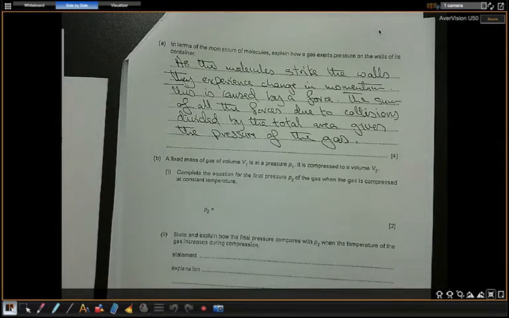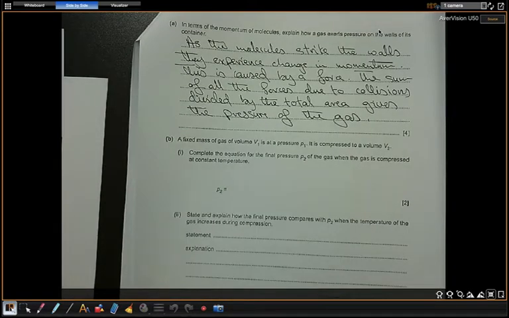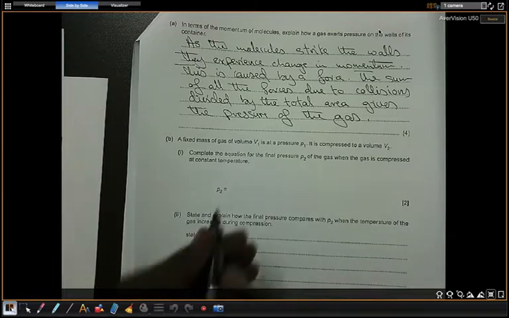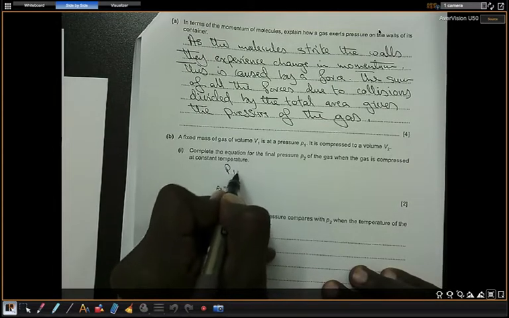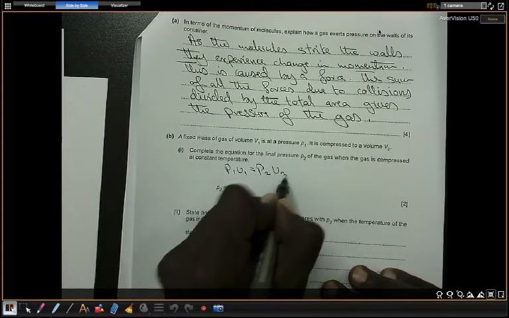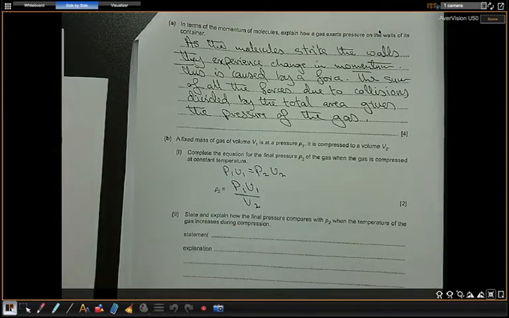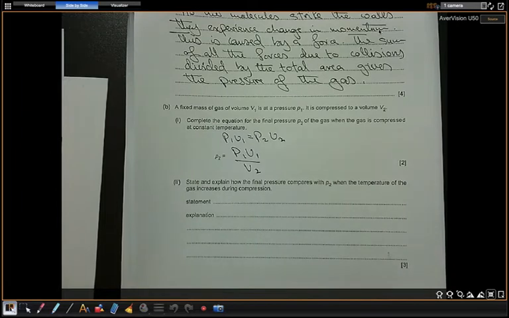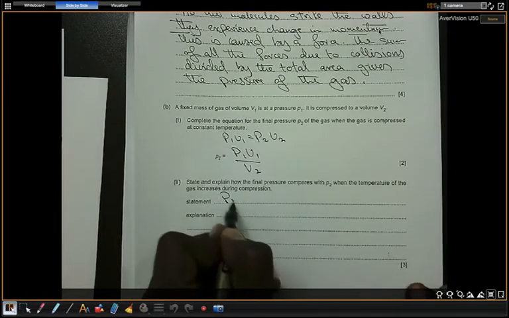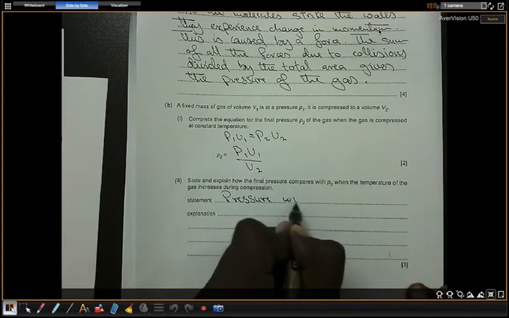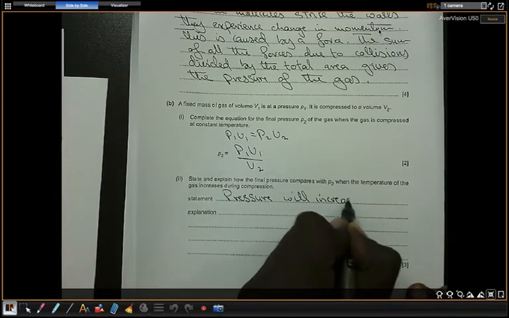Now, moving on. If you have something like the relationship between volume and pressure, we know that P1 V1 equals P2 V2. That's something we know. If you want to make P2 the subject, it's P1 V1 over V2. Okay? Now state and explain how the final pressure compares with P2 when the temperature of the gas increases during compression. Now when temperature increases, just make it simple. Pressure will increase. Okay?